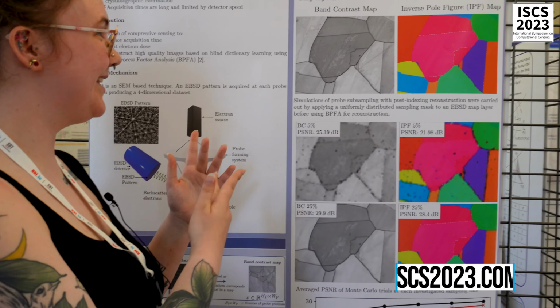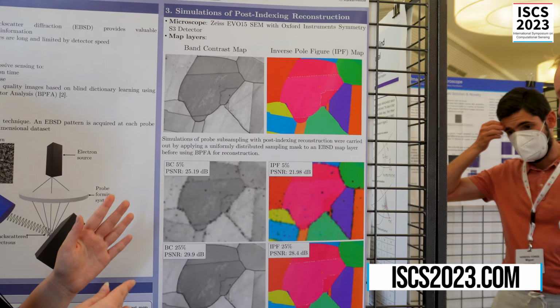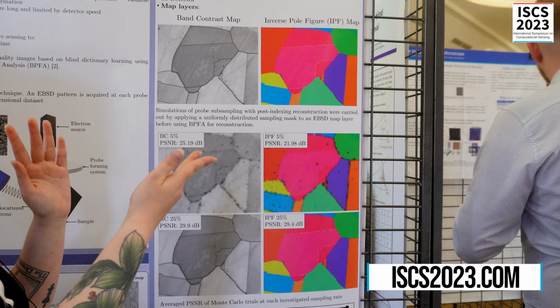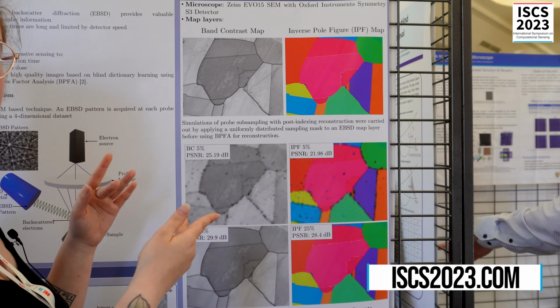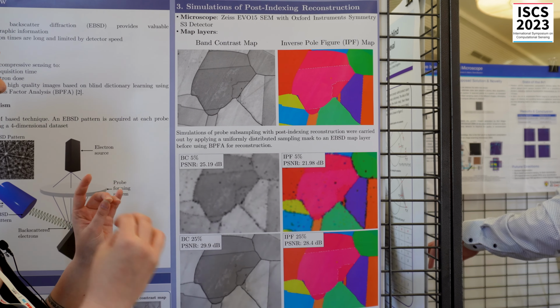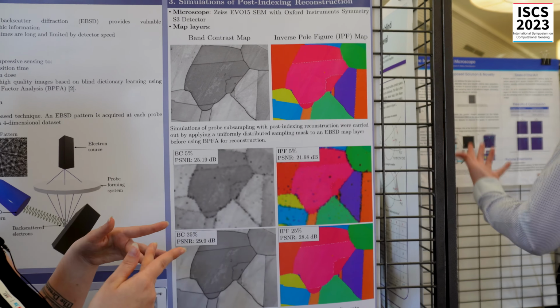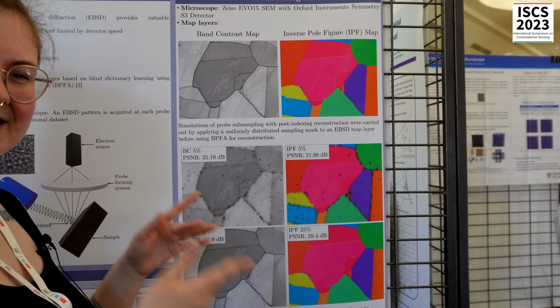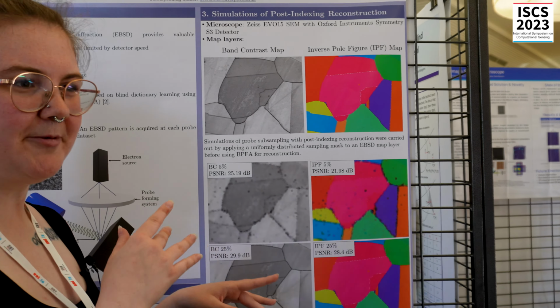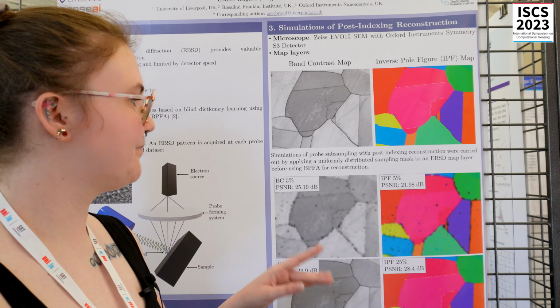Looking at simulating post-indexing reconstruction, I've used two different map layers, so they're quite different. Our band contrast map is a measure of EBSD pattern quality, so how bright our bands are against the noisy background. And then we have an inverse pole figure map, which is essentially a relative crystal orientation, and it's how we work out the microtexture of our sample.